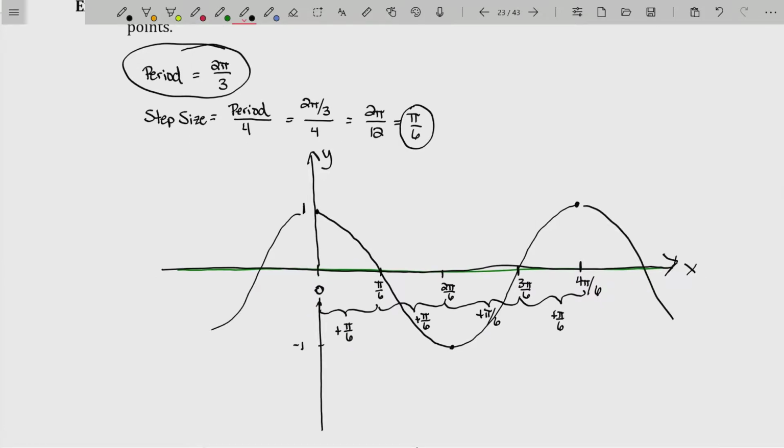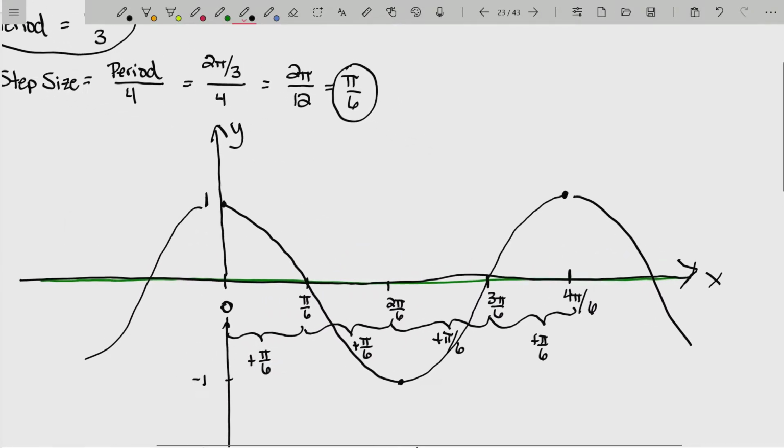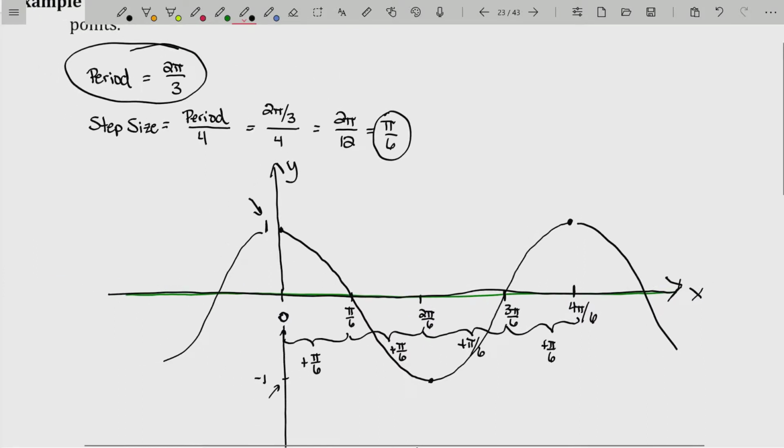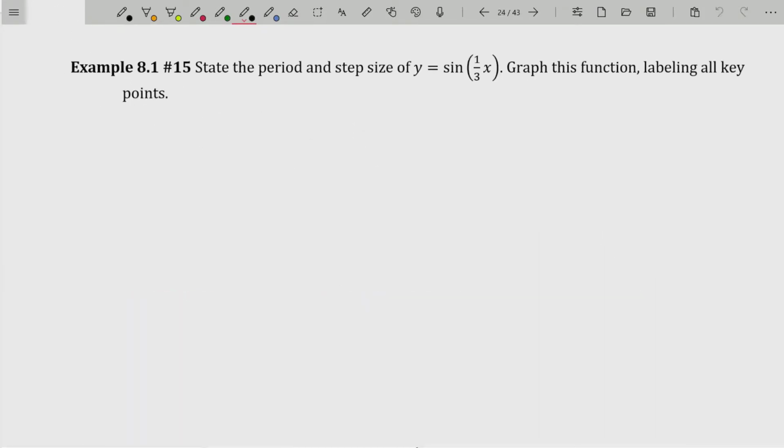I could continue on if I wanted to, but I'm not going to. But notice I have all my key points labeled. I actually have graphed the axes. I've stated what the maximum and the minimum are. Yeah, this is a good, decent graph of this. I've also stated the step size. That's kind of critical. So let's try that again.